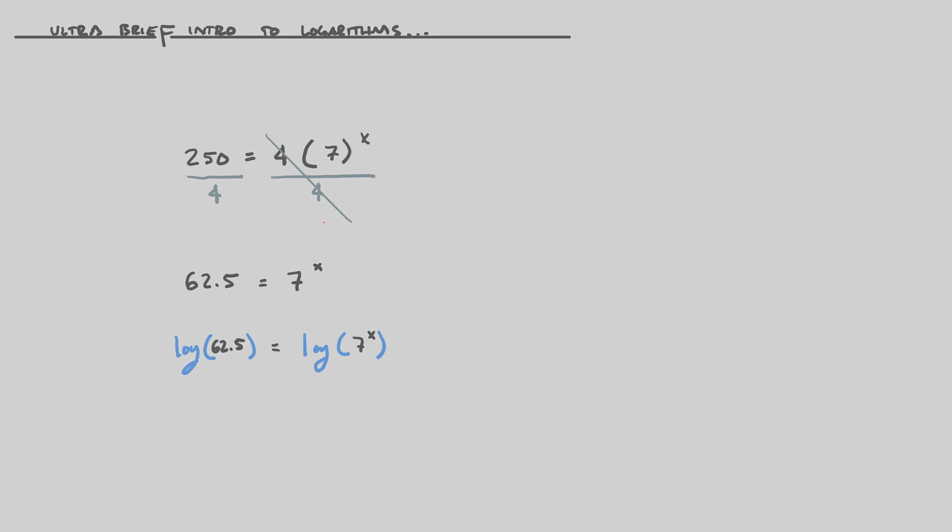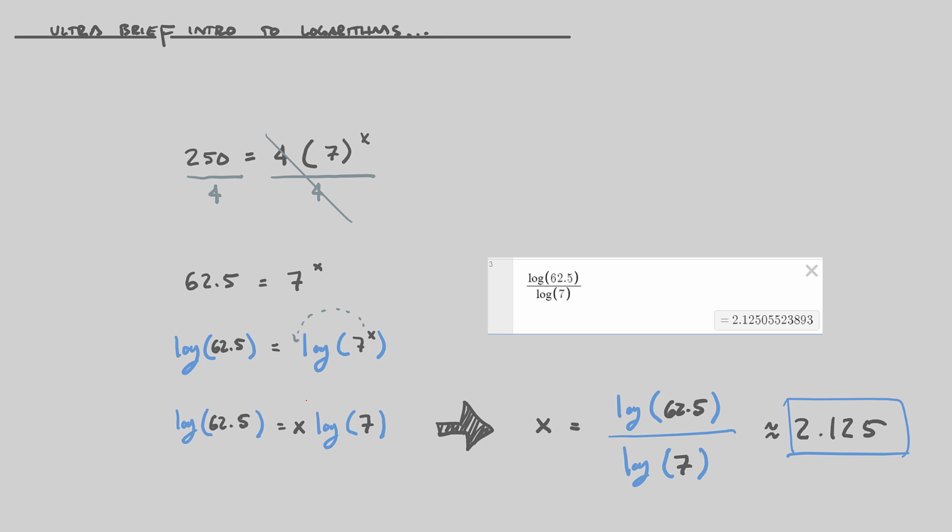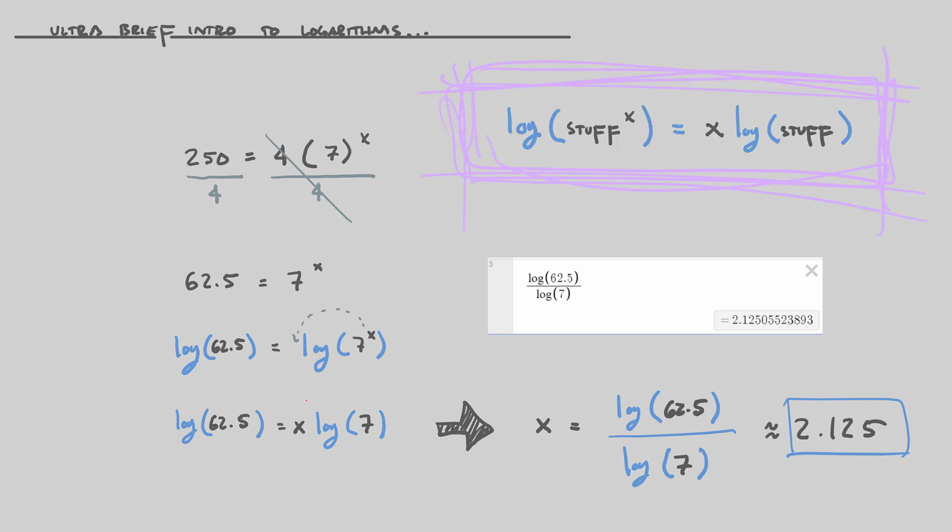I'm going to take a log of both sides. Log of 62.5 is now equal to the log of 7 to the x, so that I can use that log property to bring the x down in front of the log of 7. Once I've done that, it's just x times the log of 7. The log of 7 is a number. We don't know what it is, but it's a number. It's x times something, so to undo it, you just divide by the log of 7, you plug that into your calculator, and in this particular case, we get that x is about 2.125. So again, the main idea is if you have the log of some stuff that's raised to the x power, that's the same as x times the log of some stuff.